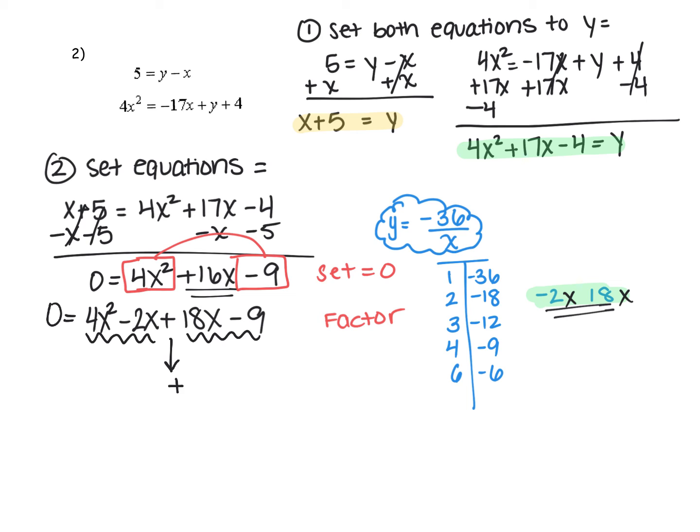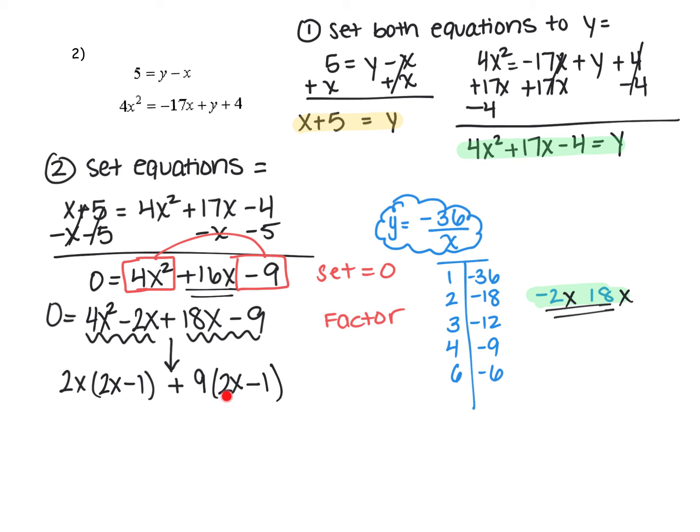The GCF of the first 2 terms looks like 2x. So 4x squared divided by 2x: 4 divided by 2 is 2, x squared divided by x is x, so 2x, and 2x divided by 2x, anything divided by itself, is 1. And the GCF between 18 and 9 is 9. 18 divided by 9 is 2, so 2x, and then 9 divided by 9, anything divided by itself, is 1.